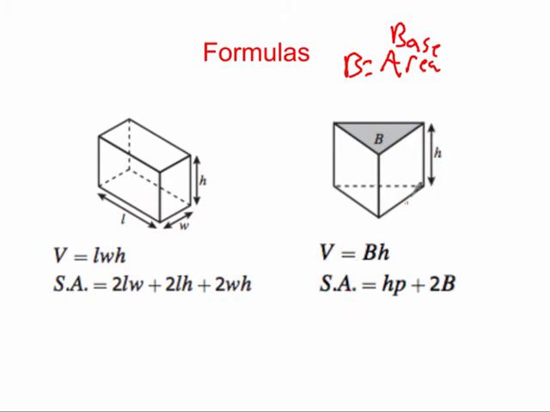The surface area is P times H, where H is the height and P stands for the perimeter. Specifically, it's the base perimeter. So I find the perimeter of the base, multiply it by the height, plus 2 times the base area. All right, this will make a lot more sense when we do some examples. So let's do some examples right now.